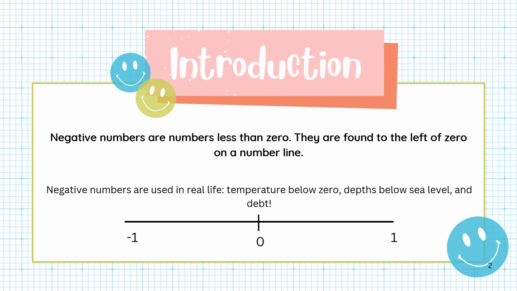We use them in real life too, like when it's freezing cold outside, or when something is below the ground. Zero is in the middle, positives go right, and negatives go left.